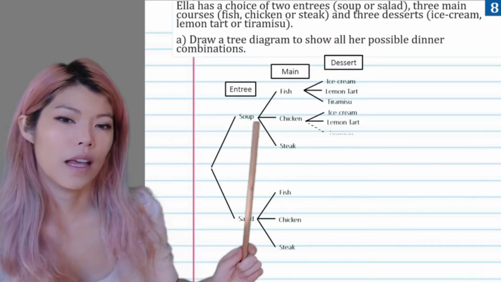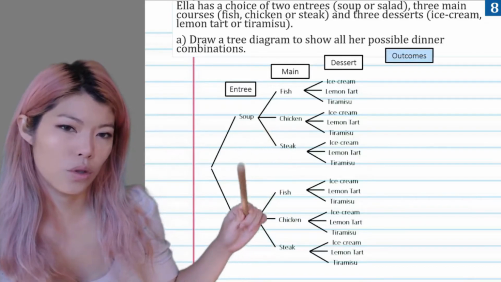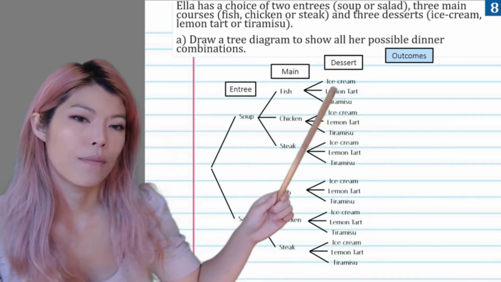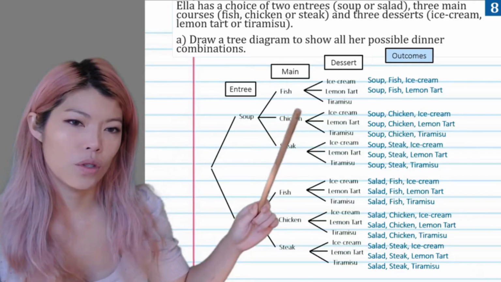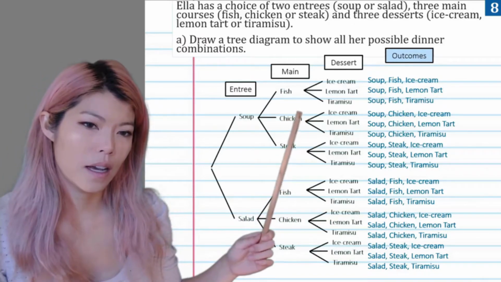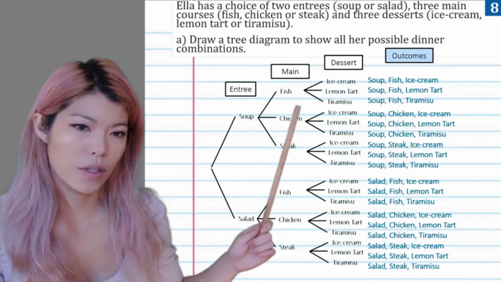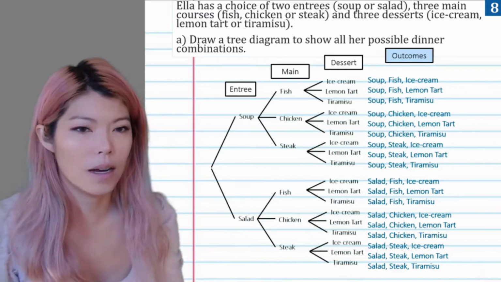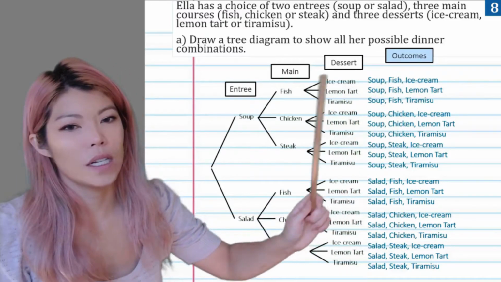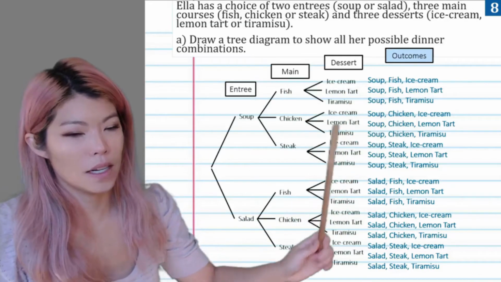So we can see that now the number of outcomes is 2 times 3 times 3, which is 3 times 3 is 9, times 2 is 18. So there's 18 outcomes. So soup, fish, ice cream, or soup, fish, lemon tart, etc.